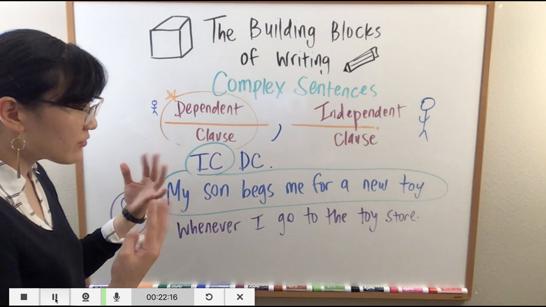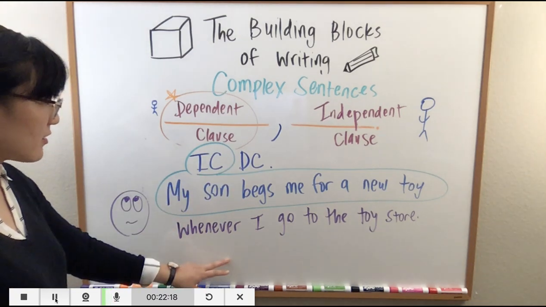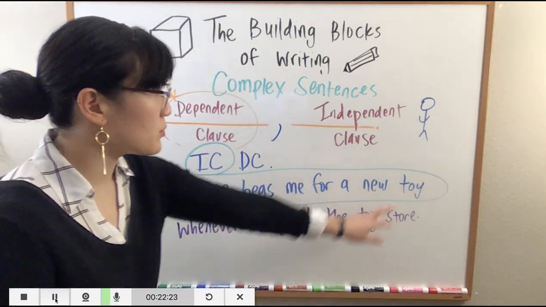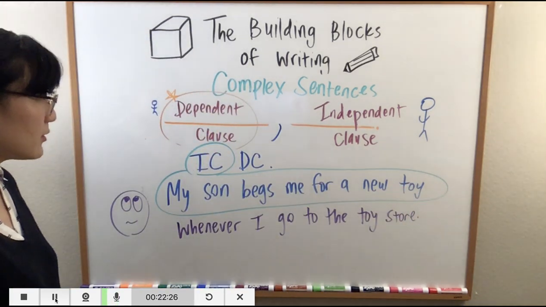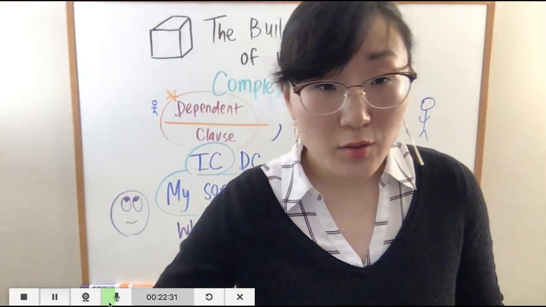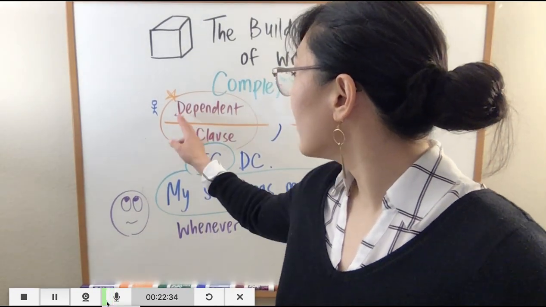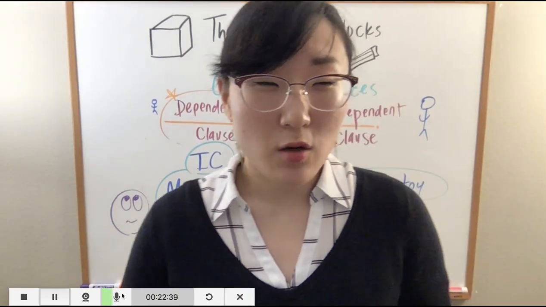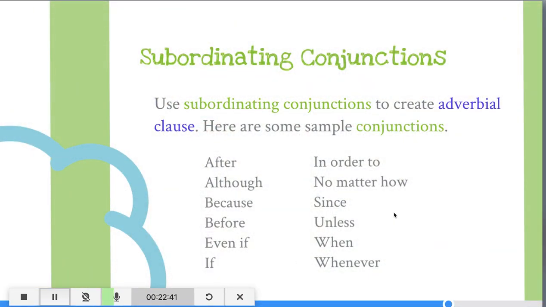Or if I want to give more information, more context, then I can add my dependent clause after. Whenever I go to the store. Notice, no punctuation between, no comma in between, no semicolon, right? This is an example of a complex sentence. Now, there are other words you can use before the independent clause to change it to a dependent. So, for example, here are some words called subordinating conjunctions to create adverbial clauses, which just means, put simply, it's a dependent clause. It's not strong enough to stand on its own.